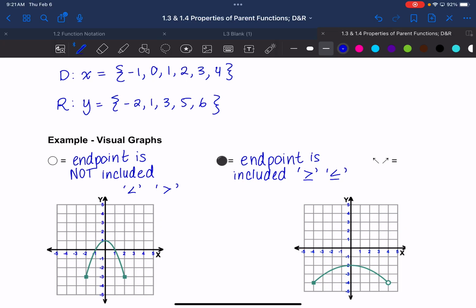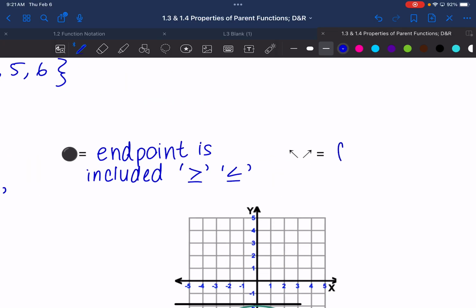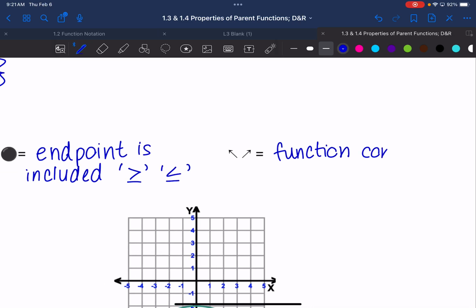And then if you just see arrows, and you don't see any circles, open or closed, it just means that the function continues forever. So there's no restriction. It continues forever. No restrictions, meaning it's not cut off anywhere.